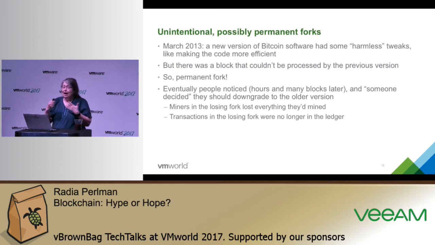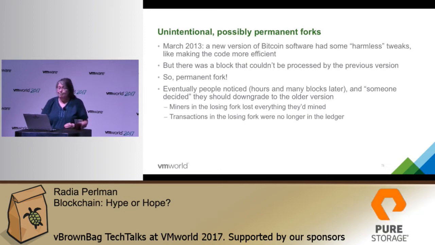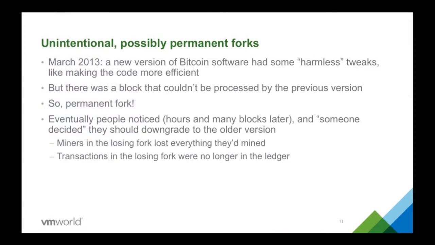Now, another thing is kind of an unintentional fork that could have been permanent. So as I said, if there were multiple different implementations with subtle differences, you'd be really in trouble. And this actually happened in 2013, where they upgraded the software in such a way that there was a transaction that looked valid to the new software, but the old software thought it was invalid. So when you build on a blockchain, every transaction in there has to look valid to you. So the old guys were ignoring the other chain because there was this transaction in there that they didn't like. So this would have gone on forever until somebody noticed and then had to make a decision.